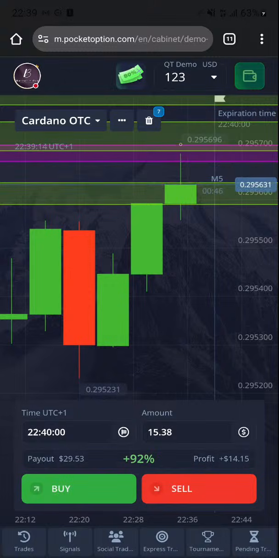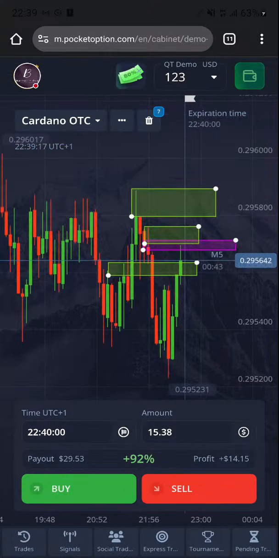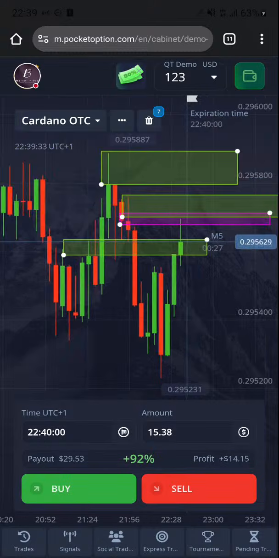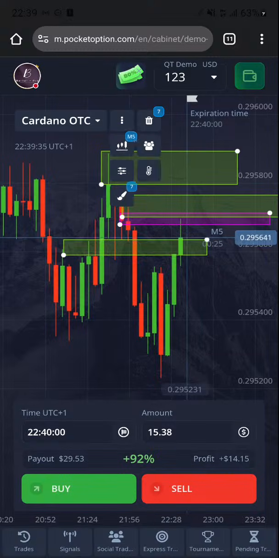This would have been our entry. Come on now. It didn't even get close to it. It just came close enough, and that was it. We still have 30 seconds. Let's see if it gives us that entry again. We can't chase it right now, so we'll just let it go. You see, it happens like that sometimes.